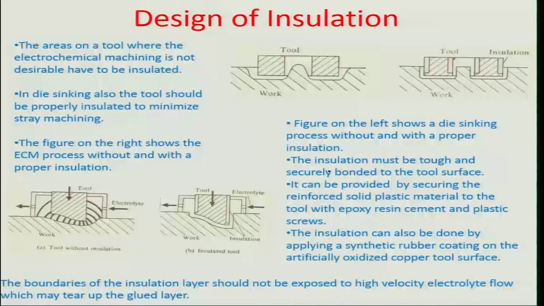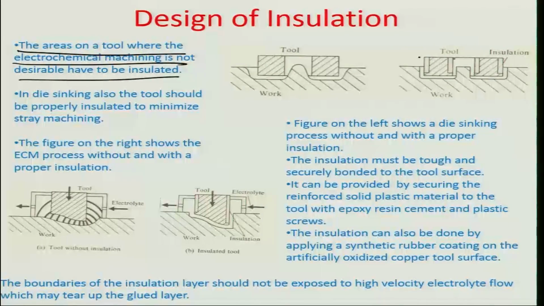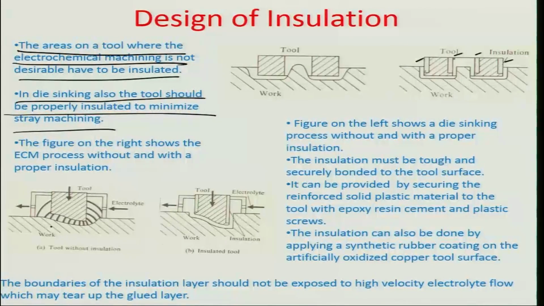The areas on a tool where the electrochemical machining is not desirable need to be insulated. So that is why the sides of the tools are almost always insulated, and so are the axial centers of the tool from which the electrolyte comes out or oozes out. So it ensures that there is no machining in the sidewise area, and then it can remove the possibility of taper.